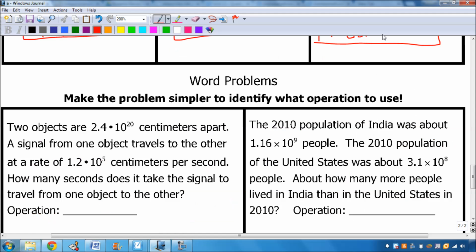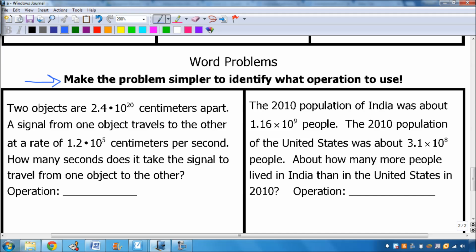Okay? Now for word problems, this piece right here is key. Make the problem simpler to identify what operation to use. So let's read through this. 2 objects are 2.4 times 10 to the 20th centimeters apart. I'm totally lost with this huge number. I don't understand it. I'm going to replace it with a different number so it's nice and easy for me. So I'm going to say 8 centimeters apart.